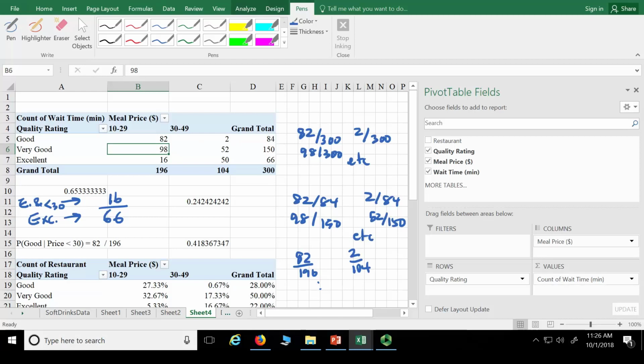I could use the wait time, or the meal price, or restaurant, whatever, as long as I turn it into a count. So just the count of any variable, and it actually works. You don't have to worry too much about which variable to use when you're doing the count. And by count, I mean, again, the number of restaurants, the number of rows that satisfy certain conditions, or the percent of rows that satisfy certain conditions.